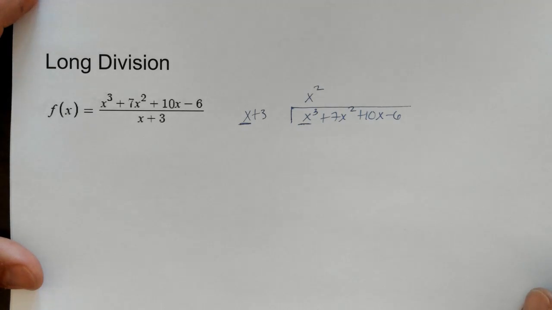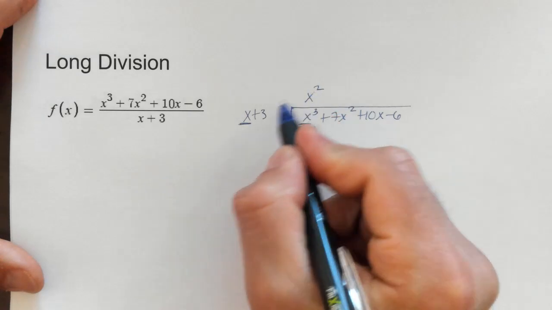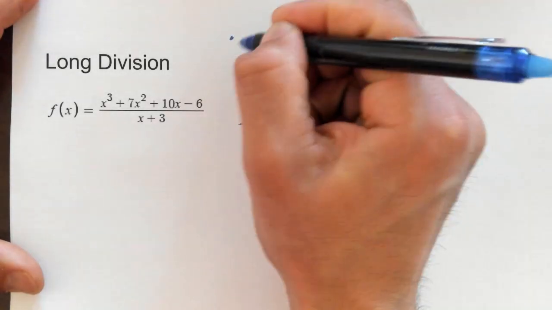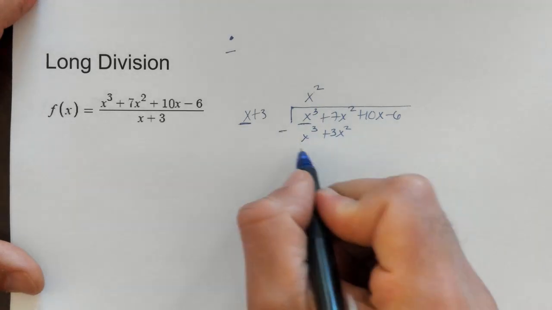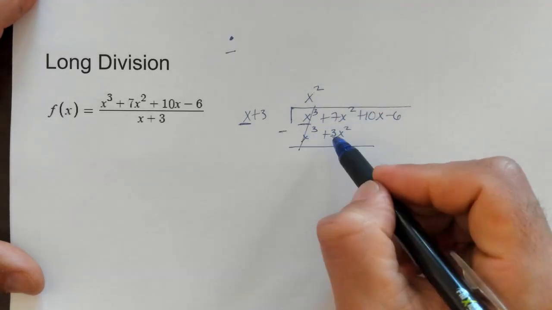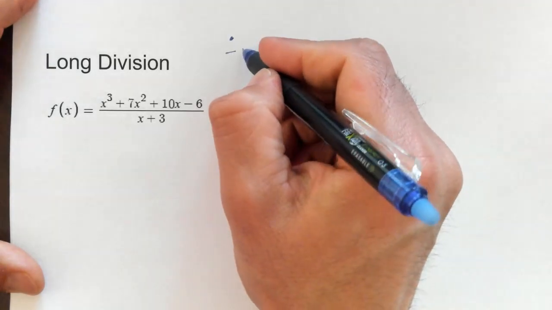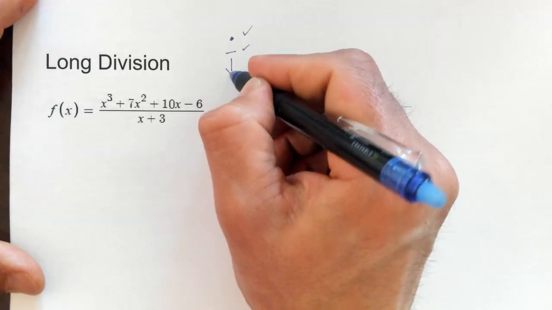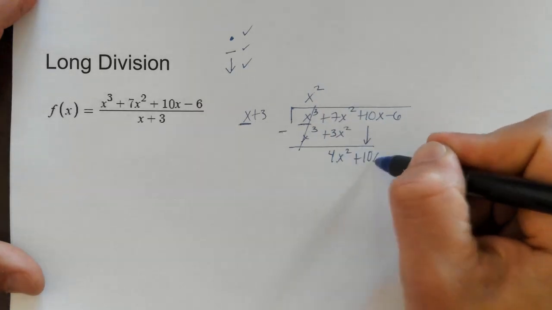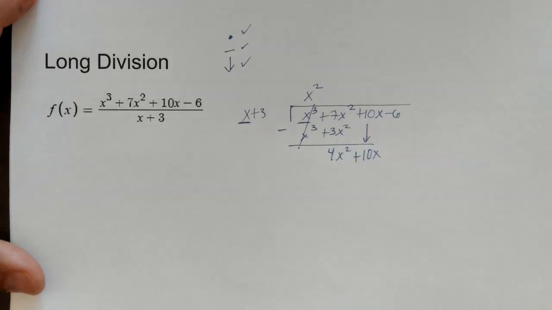So x squared times x is x cubed. X squared times 3 is positive 3x squared. After multiplying, we subtract. These are going to cancel. 7 minus 3 is 4x squared. After subtraction, we bring down the next term, and we repeat the cycle until we run out of numbers to bring down.